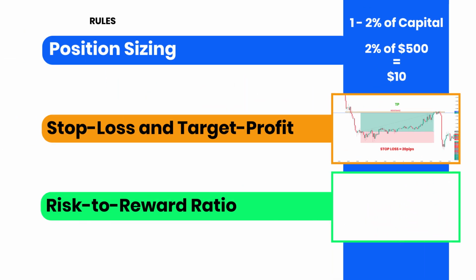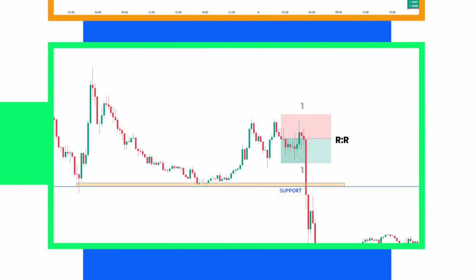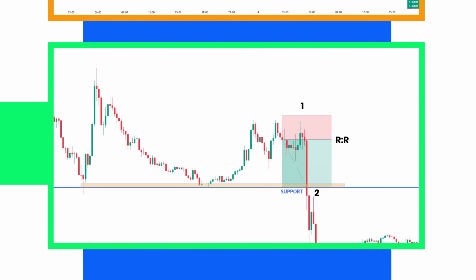Risk-to-reward ratio. A good rule is to aim for a risk-to-reward ratio of at least 1:2. This means you're willing to risk $1 to potentially earn $2. But in my case, I will be using a risk-to-reward ratio of 1:1. However, after establishing the 1:1 risk-to-reward ratio, if my target profit, which is the next support or resistance area, is more than the one for the reward, I will increase my reward to reach that support or resistance area.